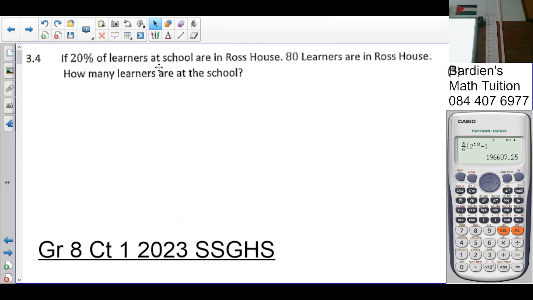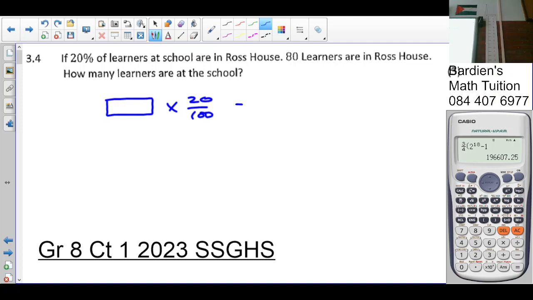So we are told now that 20% of learners at the school are in Ross House. 80 learners are in Ross House. How many learners are at the school? So whatever amount of learners at the school, 20% of these learners is Ross, which is 80 learners. You understand? So we let the number of learners at the school be the unknown. Can you see that? Okay, from these simple calculations, we just need to reverse this calculation here.